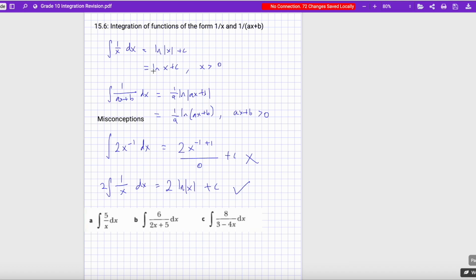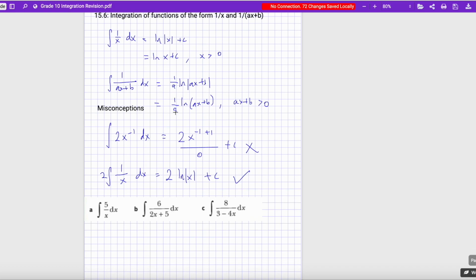If you recall how you differentiate ln x, you get 1 over x. And the same thing, if you differentiate ln of ax plus b, you get 1 over ax plus b multiplied by a. So that is why you see there's a connection between this process and the differentiation process. Essentially, this is the reverse process of differentiation of ln functions.